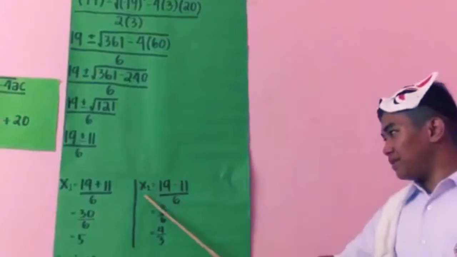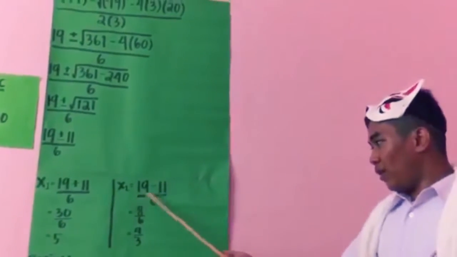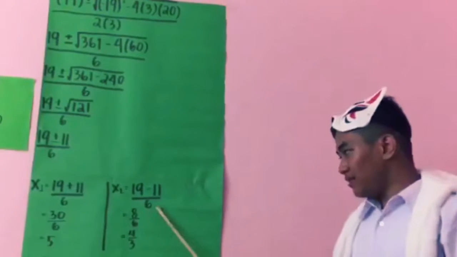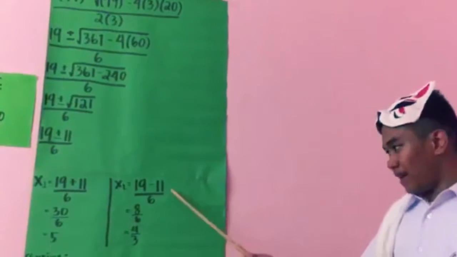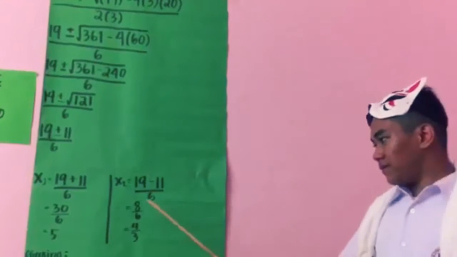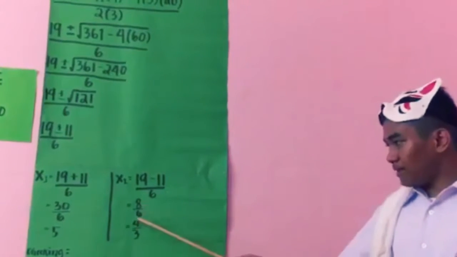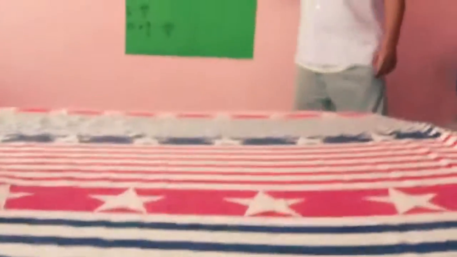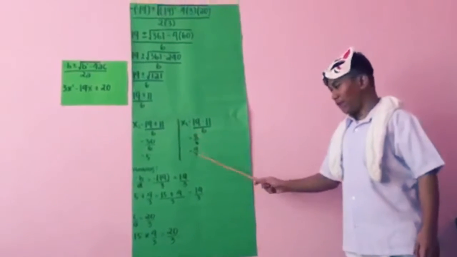Next would be x sub 2: 19 minus 11 over 6. And then 19 minus 11 equals 8. Copy the denominator, and you simplify it by 2. 8 divided by 2 equals 4, and 6 divided by 2 equals 3. And here are your roots: x sub 1 equals 5, and x sub 2 equals 4 over 3.